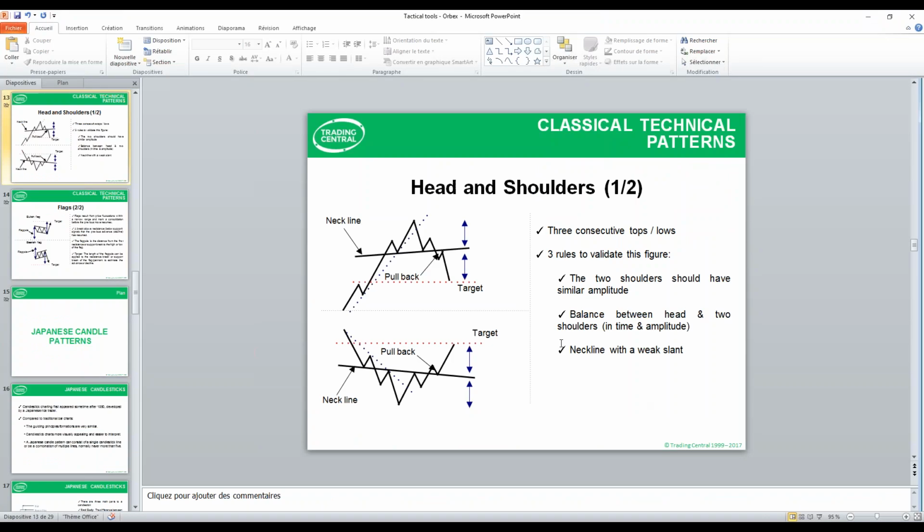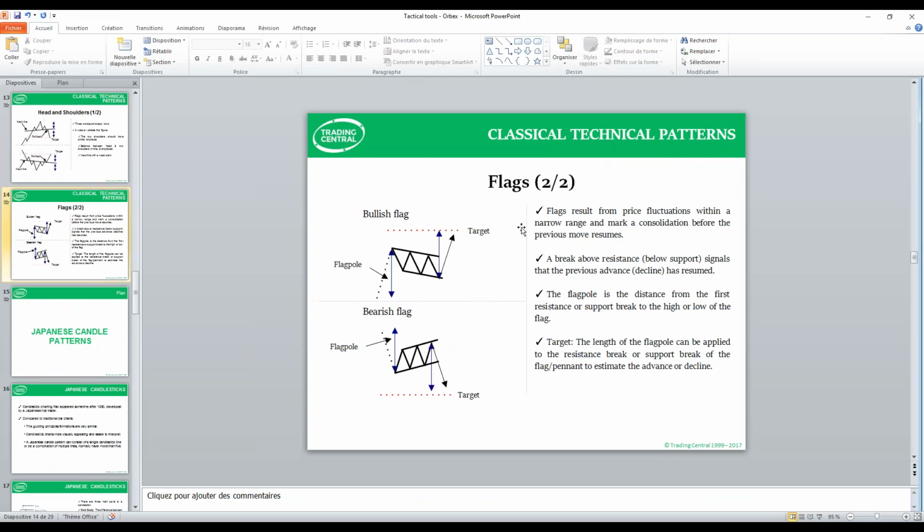So we have seen the head and shoulders pattern. Now let's have a look at the flag pattern. We have seen the reversal downtrend pattern, which is very interesting for you if you want to know when to close a position or to identify trending ideas on the market if you want to open a bullish or bearish position. So this is the reversal downtrend pattern.